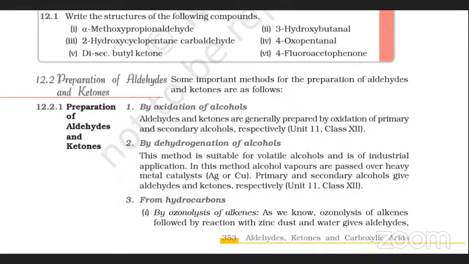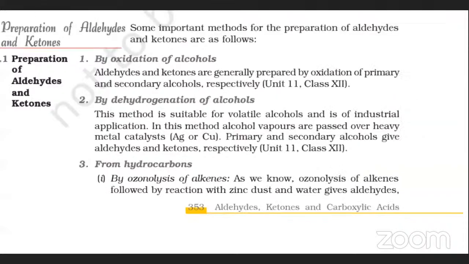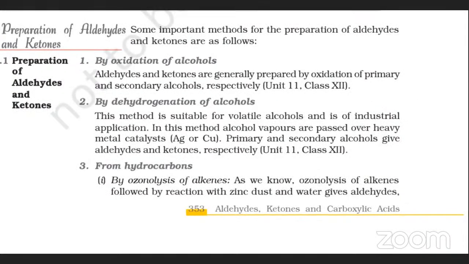Dehydrogenation means removal of hydrogen. He is not saying dehydration here, he is saying dehydrogenation, because we are removing hydrogen. At that time we get aldehydes and ketones. This process is done when alcohol vapors are passed over heavy metals like silver and copper: primary and secondary alcohols give aldehydes and ketones. In both cases, we are not taking tertiary alcohols, only primary and secondary alcohols. We have discussed in alcohols why we take primary and secondary: with tertiary alcohols, beta elimination reactions occur.